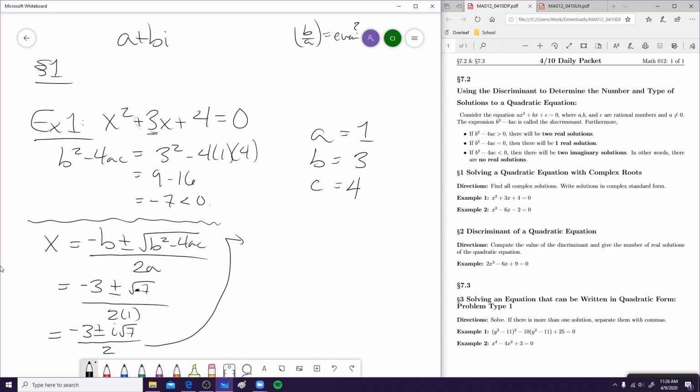So I'm going to look at the square root of 7. 7 is a prime number, so I can't break it up into factors, and it has a power of 1. So that means that our radical is as simplified as possible.